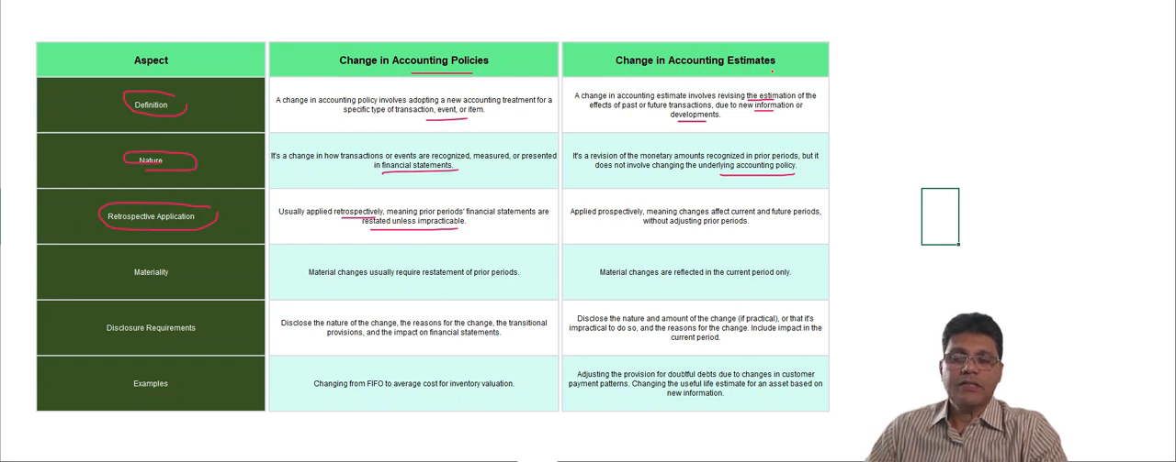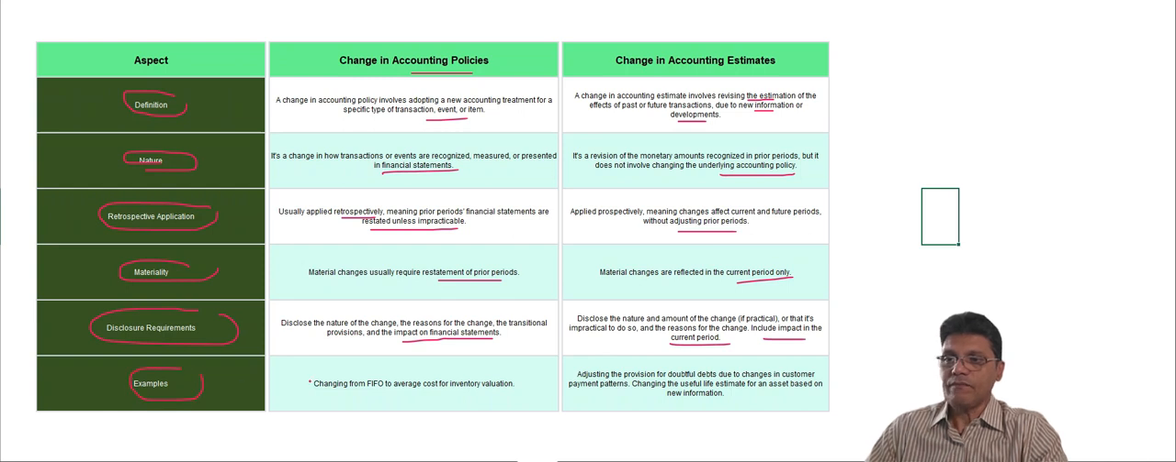As far as the accounting estimates are concerned, they are applied prospectively, meaning changes affect current and future periods without adjusting prior periods. The material changes usually require restatement of prior periods. Material changes are reflected in the current period only. So what are the disclosure requirements? Disclose the nature of the changes, the reason for the change, the transitional period provisions, and the impact on the financial statement. So these will have to be disclosed. Disclose the nature and amount of the change, if practical, and that it's impractical to do so. The reasons for the change include impact in the current period.